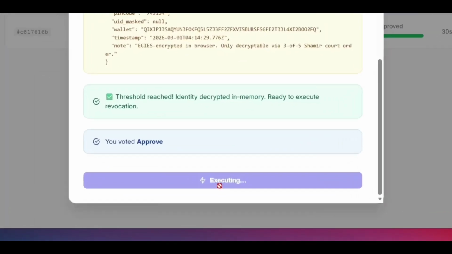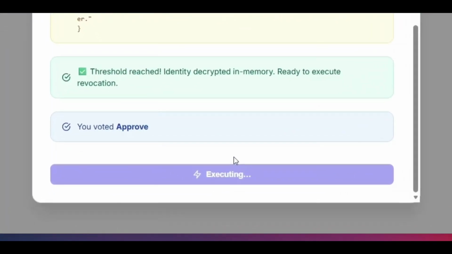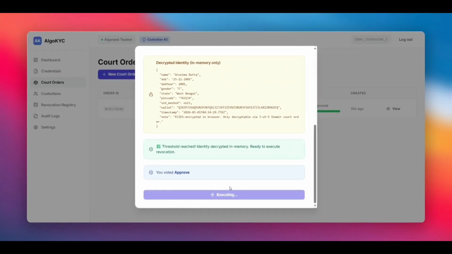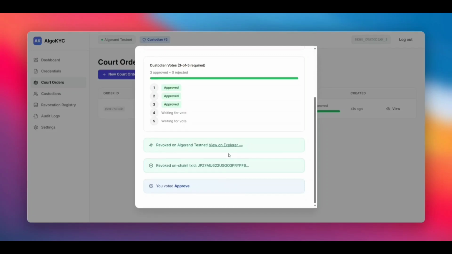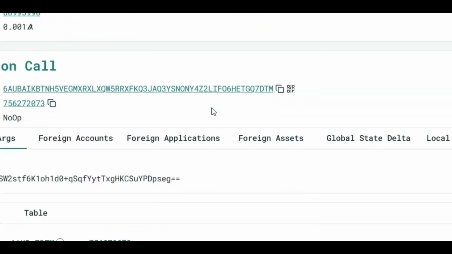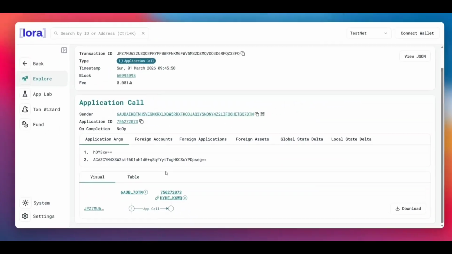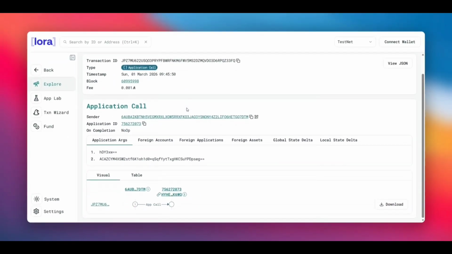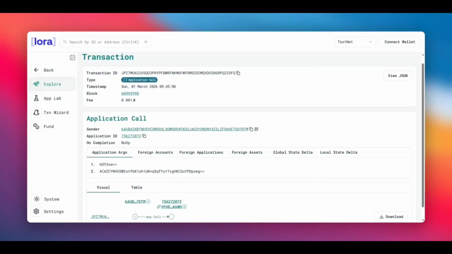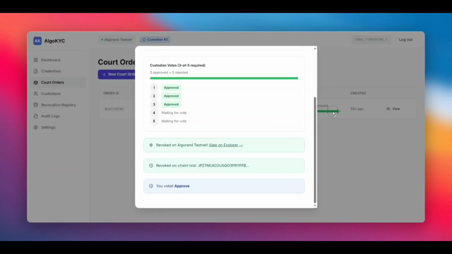The user's credential is instantly revoked on chain. The key is then wiped, no permanent exposure. You can see the testnet transaction here. So yeah, AlgoKYC solves the core conflict between blockchain and privacy laws, with a full cross-circuit ZK proving system. Thank you.